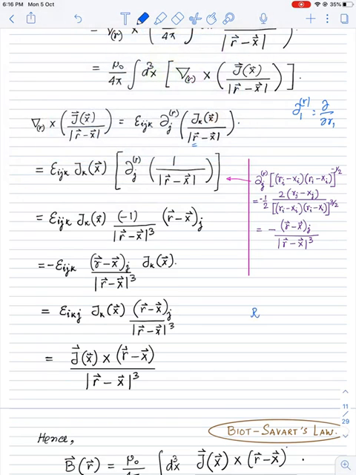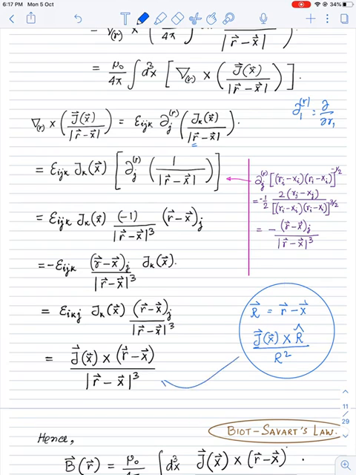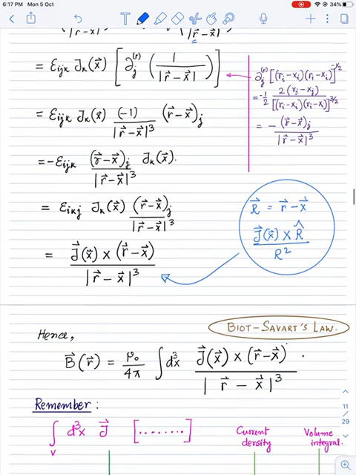So let me write that down. If I say that there's this vector r, which is essentially this distance r minus x, then I can write this as j of x cross this r vector hat divided by the magnitude of r vector square. So this is exactly what I have here, right? This is exactly what I have here.